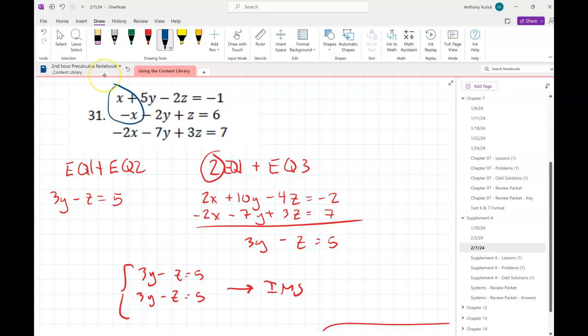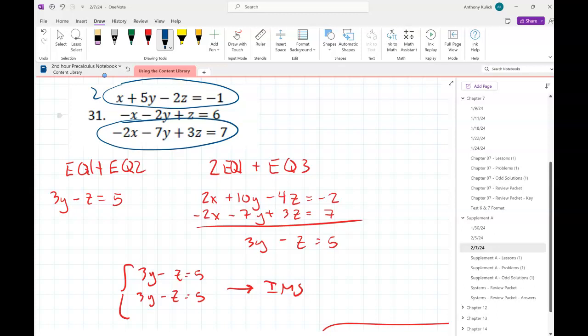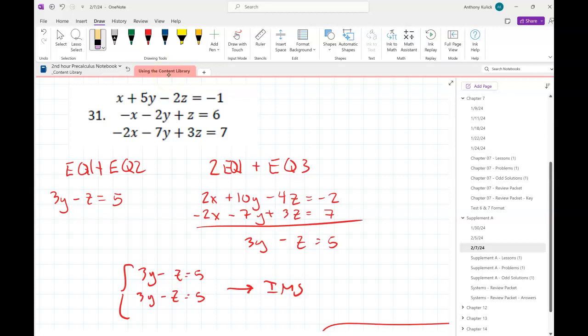So when I add those directly, the x's are going to cancel out. And then the other one I did 2 times equation 1 plus equation 3. And if I do that, I'm going to have 2x and -2x. Those will add to give me 0 x's. So it doesn't really matter what you start with. My goal is just to try to make it as simple as possible. Does that feel okay?